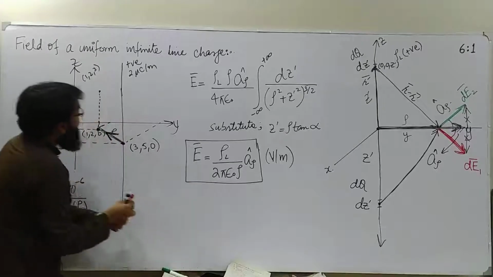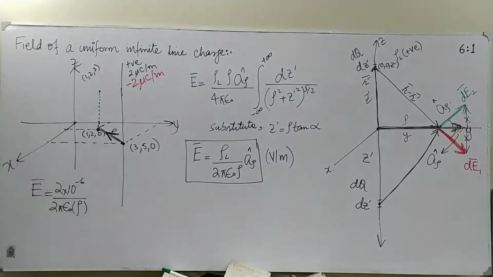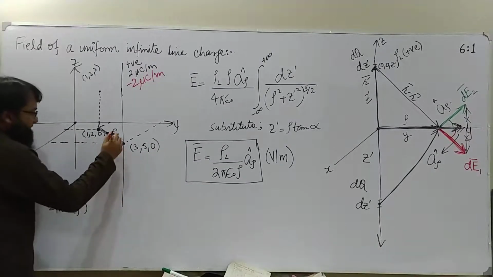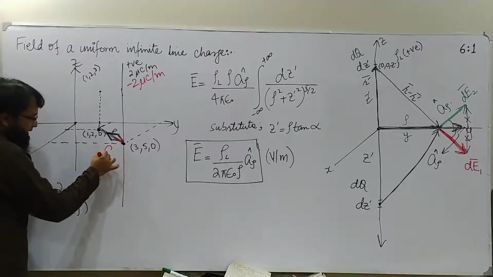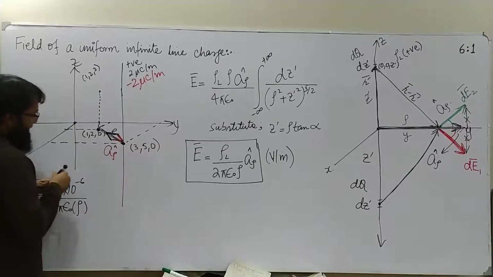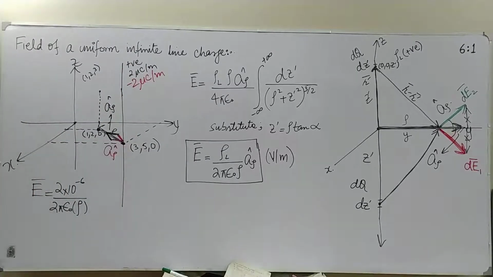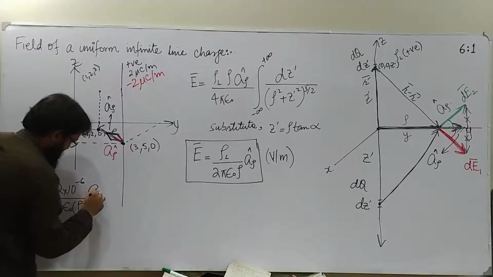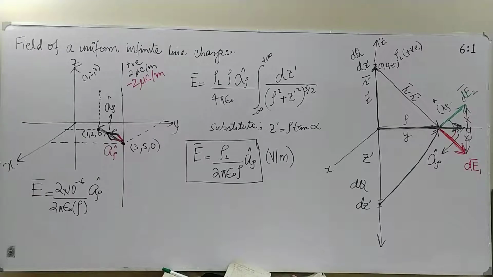Had it been a negative line charge density, for example minus 2, what you would do is simply find a unit vector in the opposite direction. This would be arrow, and this would be arrow when we have a positive line charge density. So arrow will be found using these two points. So that's how we work.